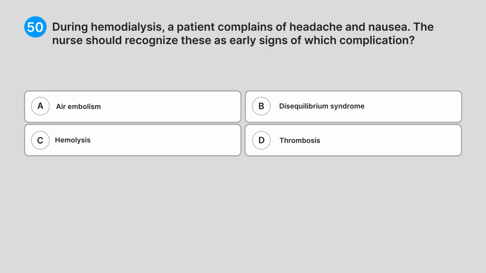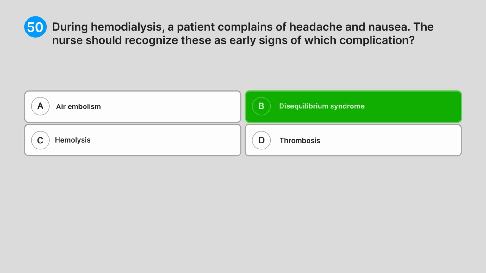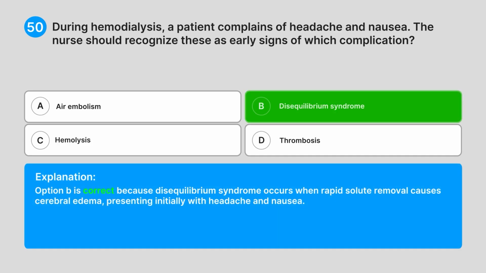Correct answer, B. Disequilibrium syndrome. Explanation: option B is correct because disequilibrium syndrome occurs when rapid solute removal causes cerebral edema, presenting initially with headache and nausea.